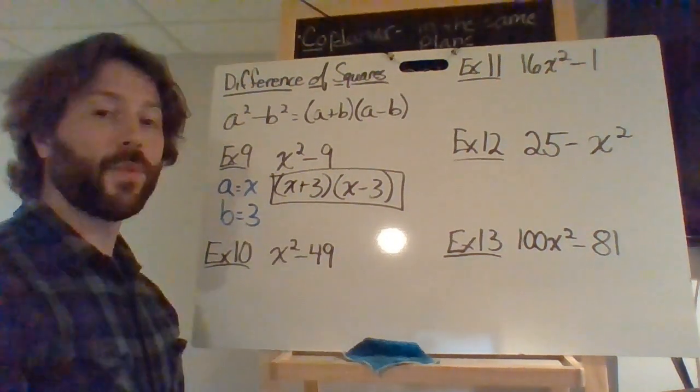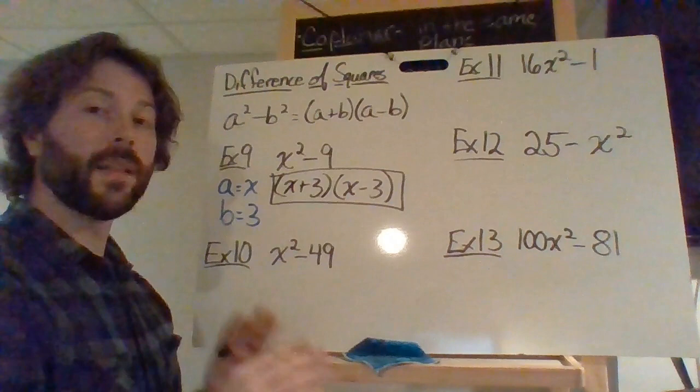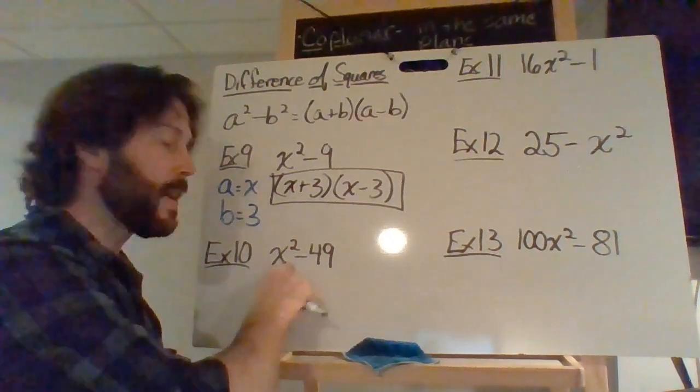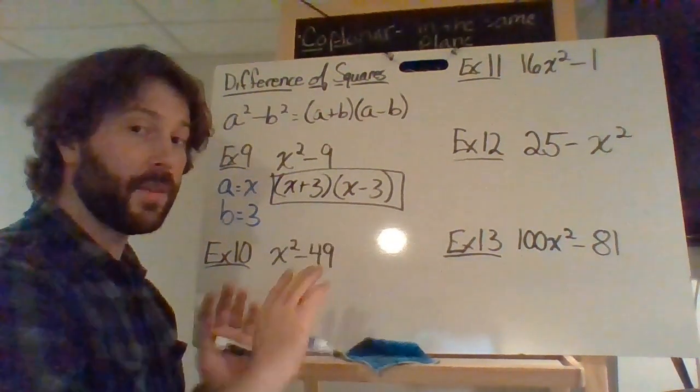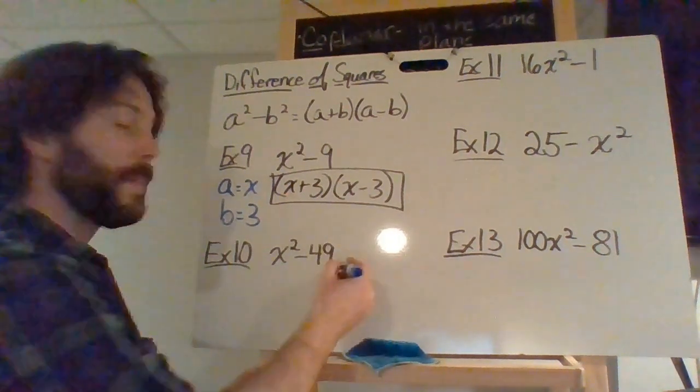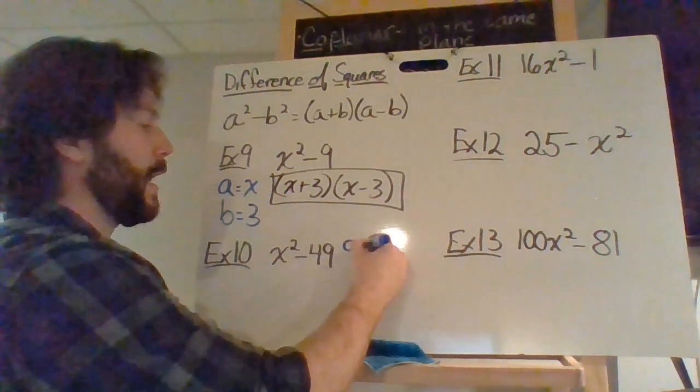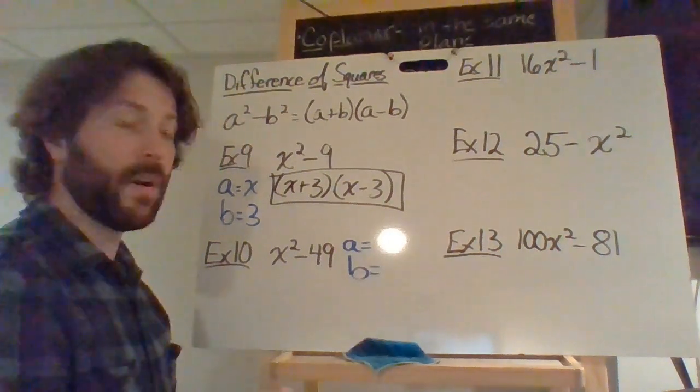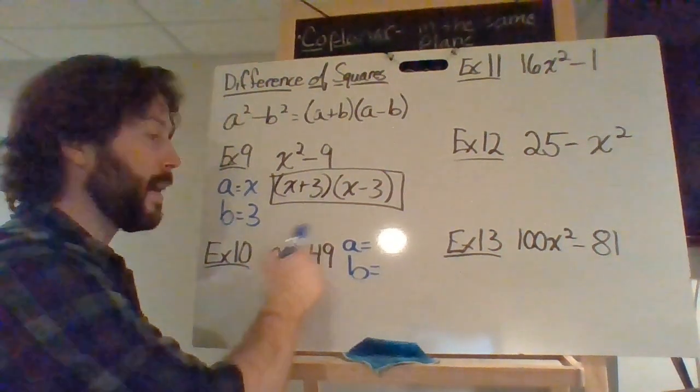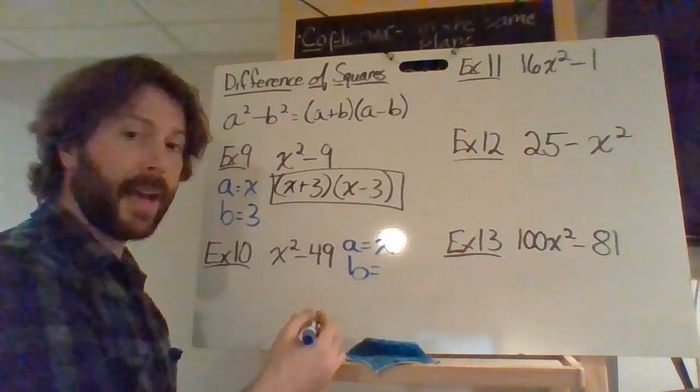So x squared minus 49. Now I notice that there is no regular old x. There's x squared and there's minus 49, the constant. There's no x term. So this has got to be the difference of two squares. So I need to identify what a and b are. Well, to get x squared, I would have to square x.